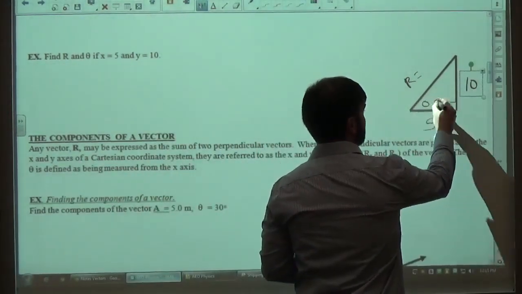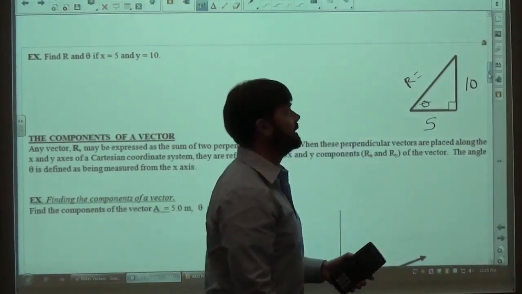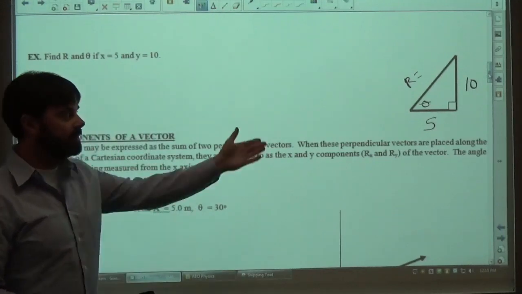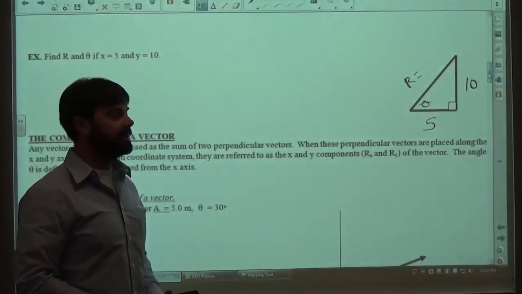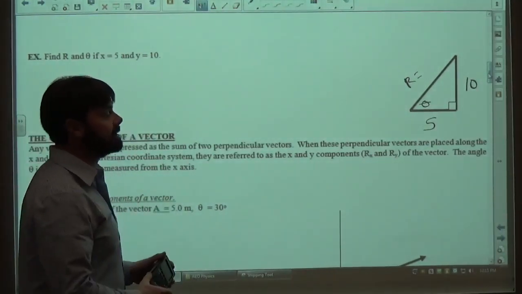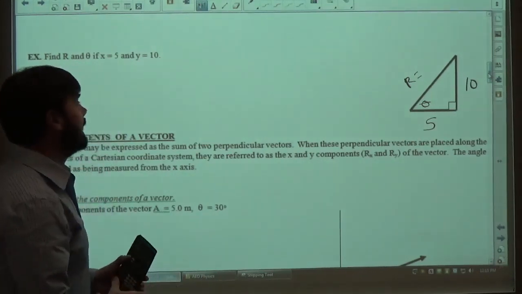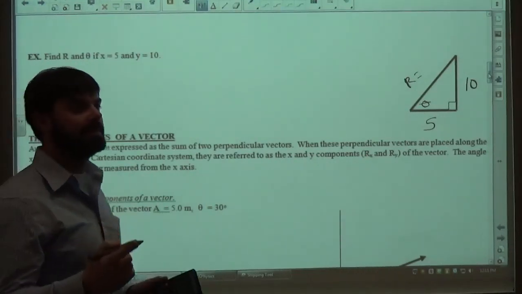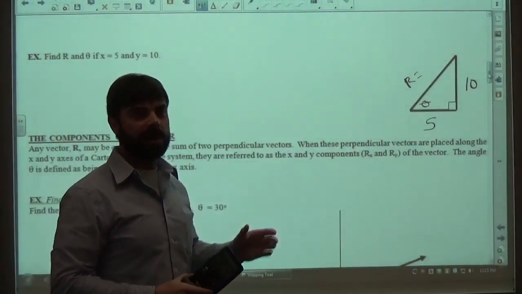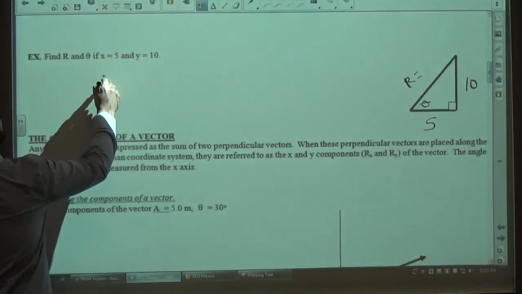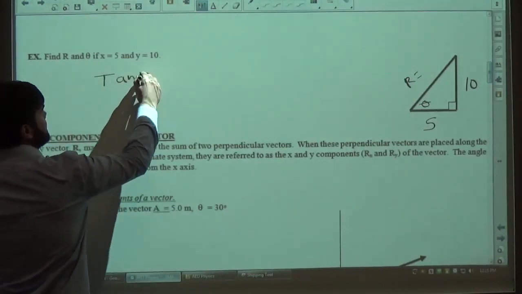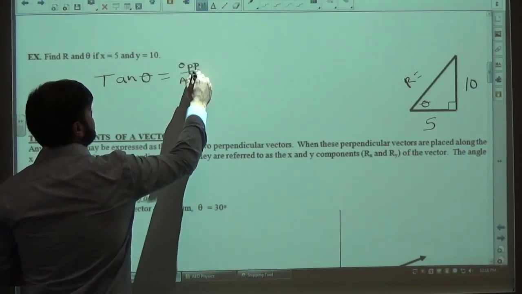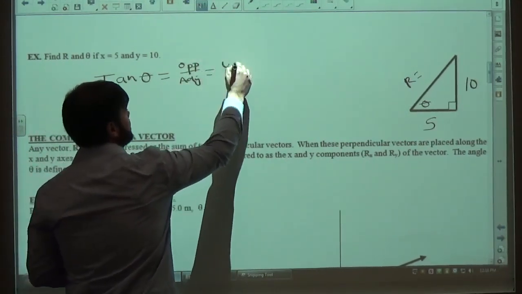Assuming that theta is in this corner, you have the liberty to decide what corner is really going to be theta, but as the previous examples have shown, our theta has been the measurement from horizontal, which is most commonly that. And if I do know opposite and I do know adjacent, the one function that stands out in my mind is the O over A, which is your tangent function. So I'm going to start out by saying that the tangent of theta is equal to opposite over adjacent, which in this situation is y over x.